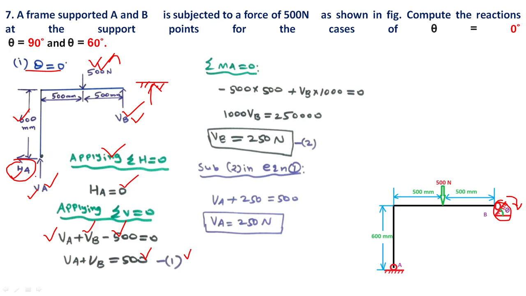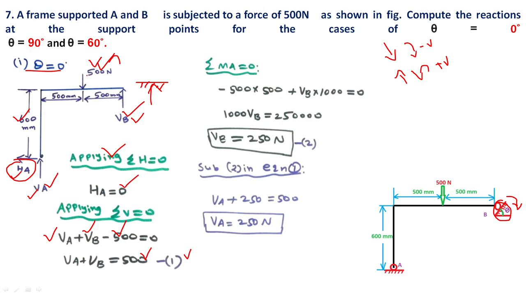Next, take moment about point A. Clockwise is negative and anticlockwise is positive. Downward force gives clockwise, which is negative, and upward force gives anticlockwise, which is positive. So we take moment about point A.